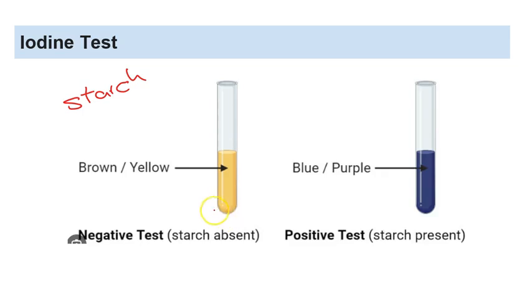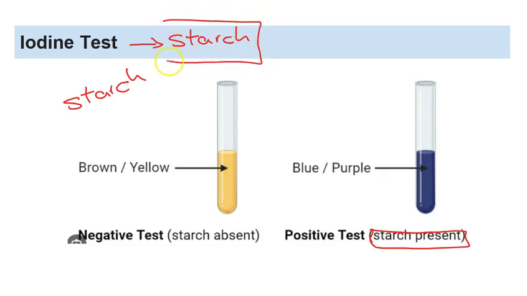When iodine is absent, the color is still yellow after adding the iodine. But if we can see the color change from yellow to blue or purple or dark blue, it means starch is present and our test is positive. So iodine is a test for starch. One more time: if we have starch present in our solution, then it would be a blue, black, or dark color.